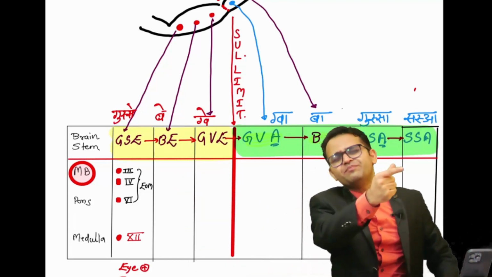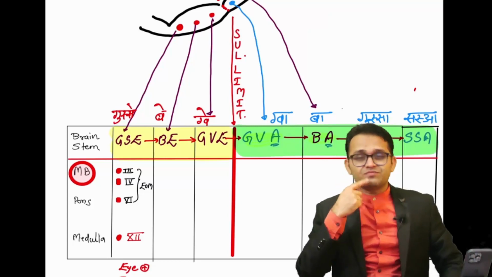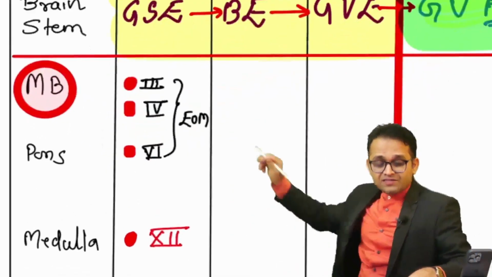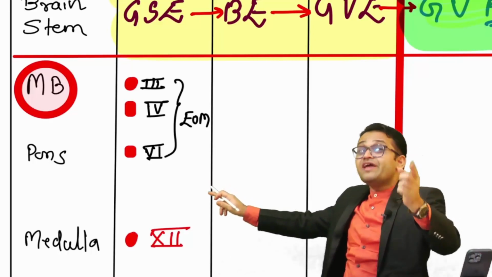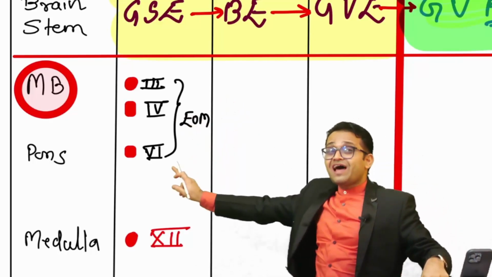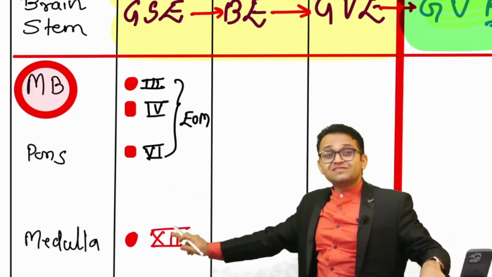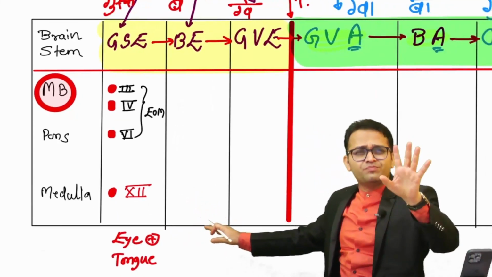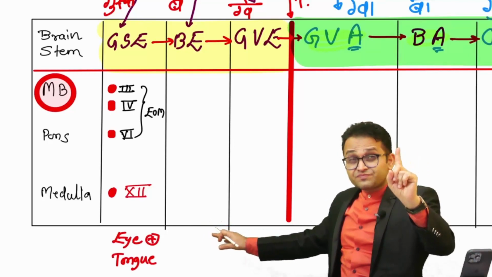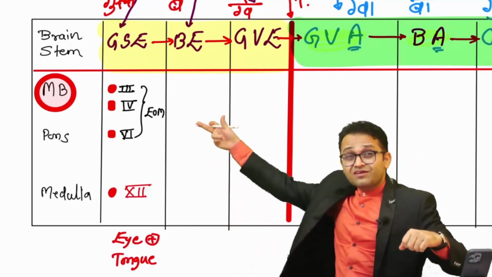So you will recall immediately: eye muscles and tongue muscles. The eye muscles are supplied by 3, 4, 6. All the extraocular muscles are supplied by the third cranial nerve except SO4, LR6, and the tongue muscles are supplied by the 12th cranial nerve. That's it, remember only this, nothing more to study. So the first column: 3rd, 4th, 6th, 12th.